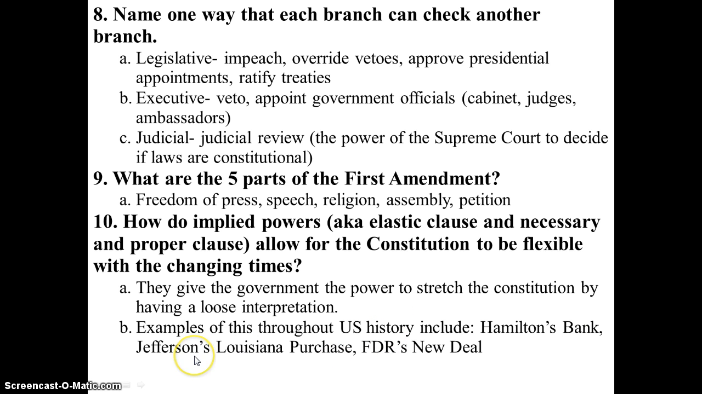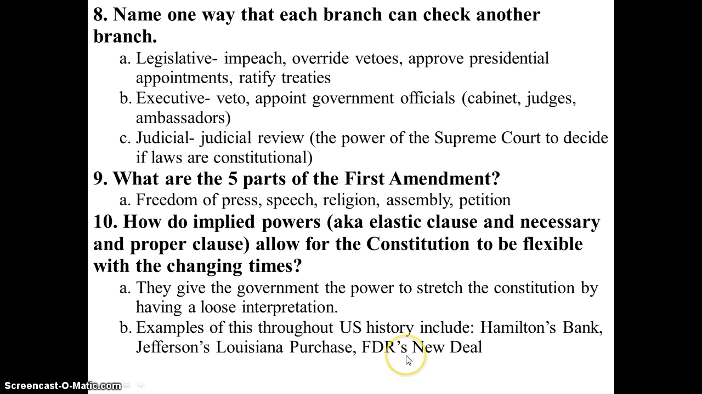Thomas Jefferson doesn't have the exact permission of Congress. He only had the permission of Congress to buy New Orleans, and instead they buy the whole territory, and he's like, how do I do this? He uses loose interpretation and says, oh yeah, I have the power to negotiate treaties, so yep, I can totally do that. I don't care that Congress didn't approve it beforehand.